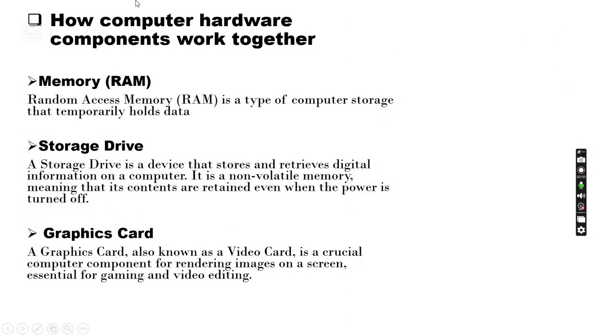How computer hardware components work together. The next one is memory and RAM. Random access memory is the type of computer storage that temporarily holds data. Storage drive. A storage drive is a device that stores and retrieves digital information on a computer. Graphic card. Graphic card, also known as a video card, is a computer component for rendering images on screen.